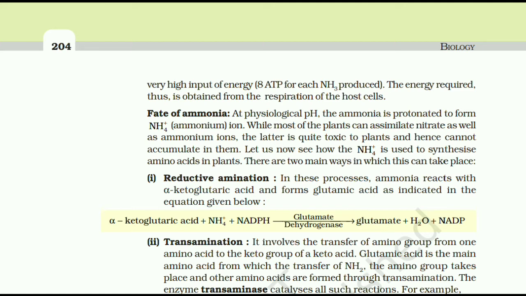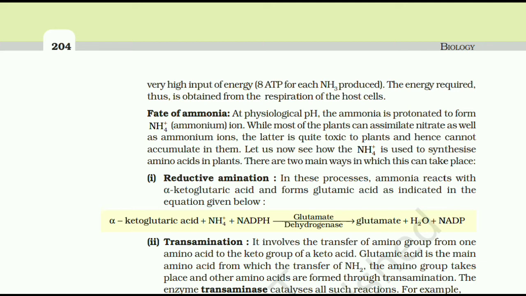Fate of ammonia. At physiological pH, ammonia is protonated to form ammonium ion, while most of the plants can assimilate nitrate as well as ammonium ions. The latter is quite toxic to the plants and hence cannot accumulate in them. Let us now see how ammonium ion is used to synthesize amino acids in plants. There are two main ways in which it can take place.